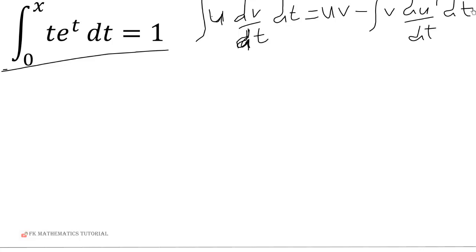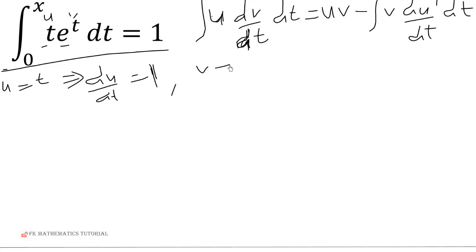So we need to find our u and our v. So let this be our u and this be our v. So u equals t. This implies that du/dt is equal to 1. Then we also have v equals e to the t. So this implies that dv/dt is equal to e to the t.